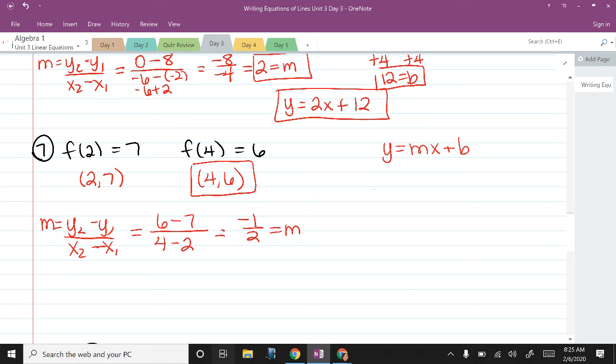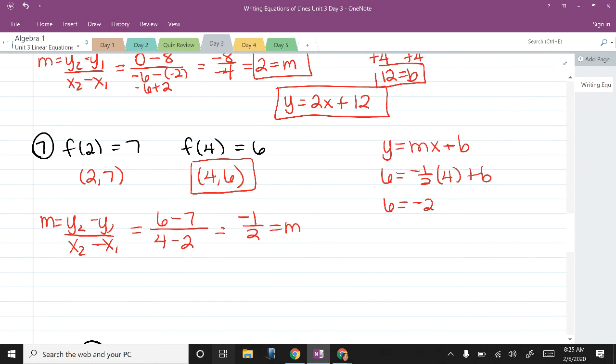No matter what point you pick. So if I use 4, 6, 6 is my Y. Negative 1/2 is everybody's slope. And 4 is my X. And negative 1/2 times 4 is negative 2, right? And then I add 2 on both sides. 6 plus 2 is. Did everybody get 8 for B? Raise your hand if you did not get 8 for B.